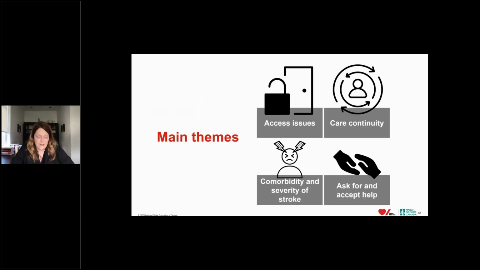Here it is. What it means for the healthcare providers supporting people with lived experience along the continuum. So one of the themes was access issues. The others were care continuity, comorbidity and severity of stroke, and asking and accepting help. So we'll go through each theme one at a time, and I'll start by talking about what we got from the people living with stroke experience.